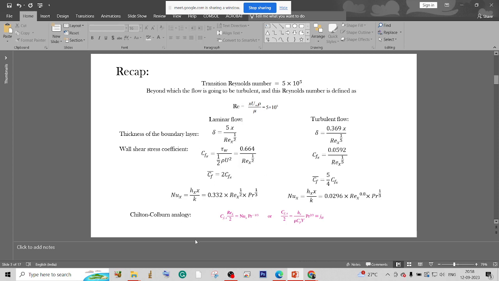This is the Nusselt's number. Notice one thing: this is the local Nusselt's number. When we need to find the average Nusselt's number, it will be twice in case of laminar and 5/4 in case of turbulent. So based on whether it is turbulent or laminar flow, we'll be using the corresponding average Nusselt's number equation. Once you know that, you can clearly deduce the heat transfer coefficient from there, and once you get the heat transfer coefficient, you can easily find the rate of heat transfer. It's fairly simple.